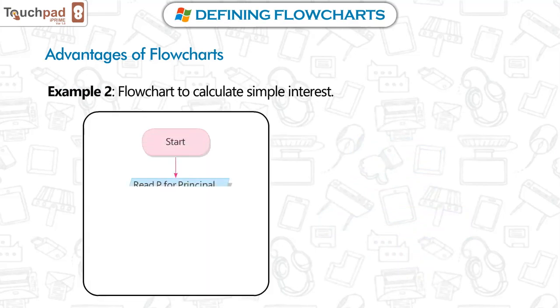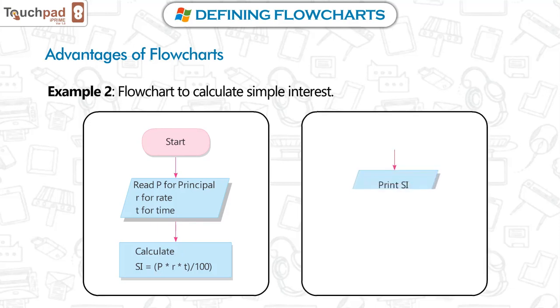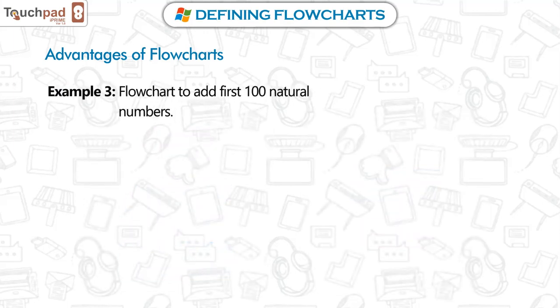Example 2. Flowchart to calculate simple interest. Start. Read P for principal, R for rate, T for time. Calculate SI = (P * R * T / 100). Print SI, stop.